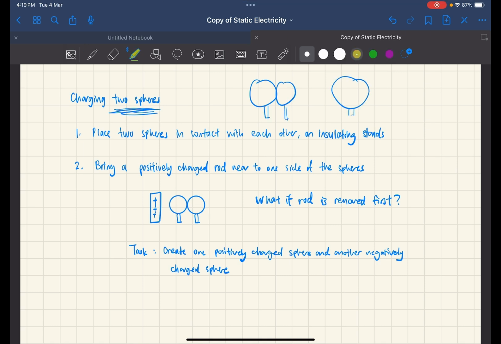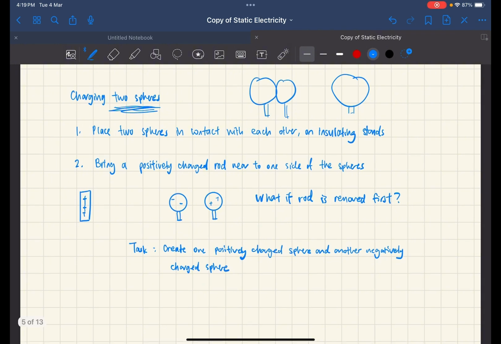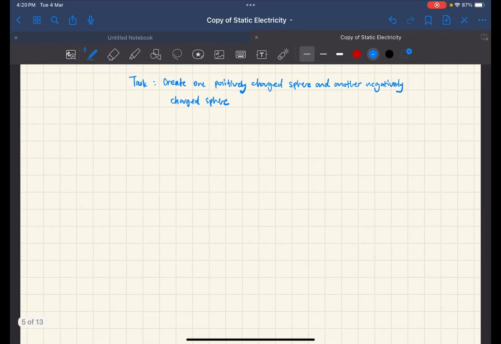And so when you have a positively charged rod placed next to it, you will have negative charges being attracted to the left, and then you have positive charges staying on the right because they are repelled. And then after this, you don't need an earth wire in this case. All you need to do is separate the two different spheres and then remove the metal rod, and your charges will redistribute themselves. And so you will have one positive sphere and then another negative sphere. So something like this. This one creates one positively charged sphere and another negatively charged sphere.